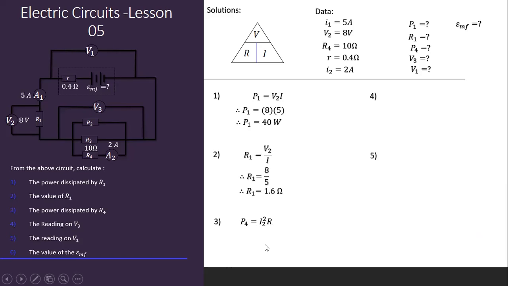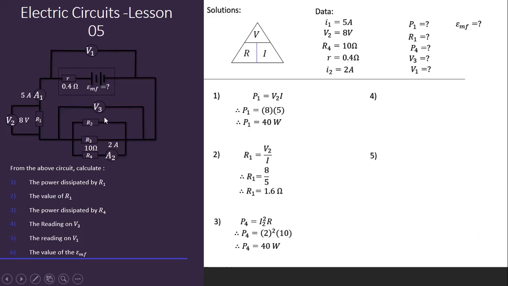So what is the current through R4? It's 2 amps. And what is the value of R4? It's 10 ohms. So 2 squared times 10. We plug that into our calculator. We get that P4 is 40 watts. Okay. And then the next question, we need to calculate what?